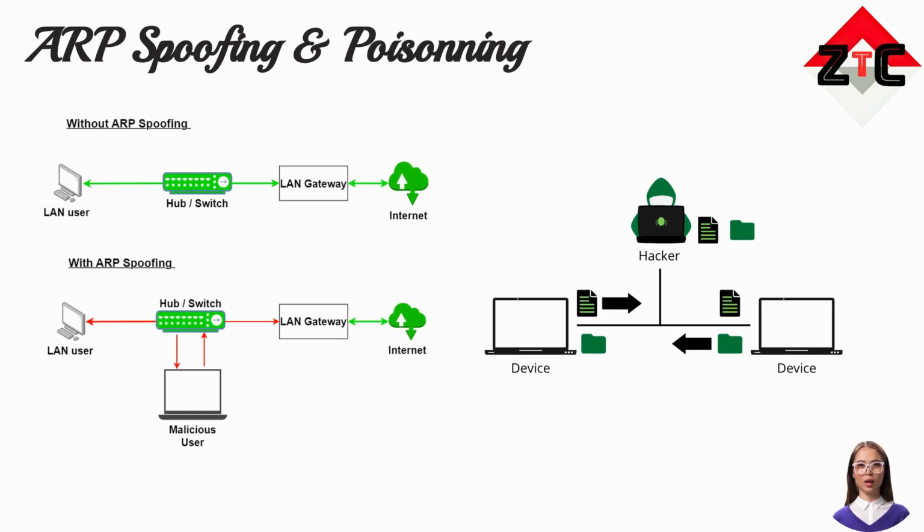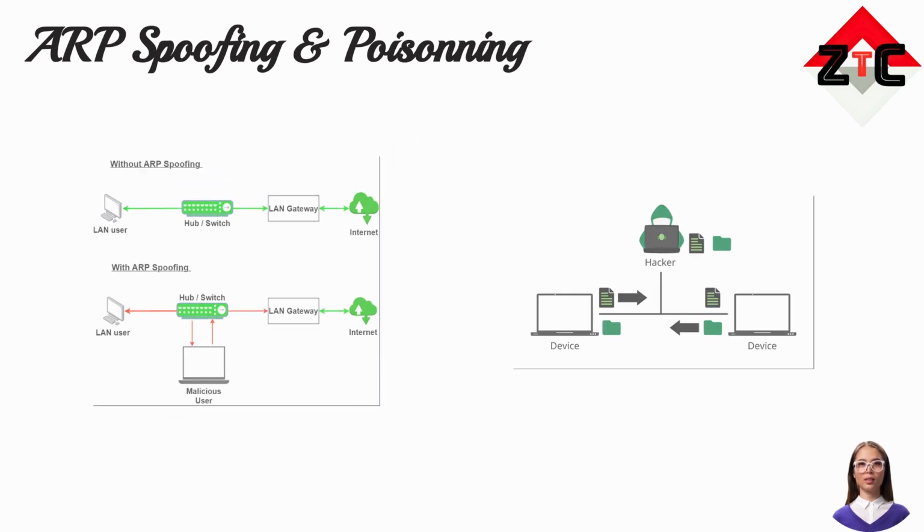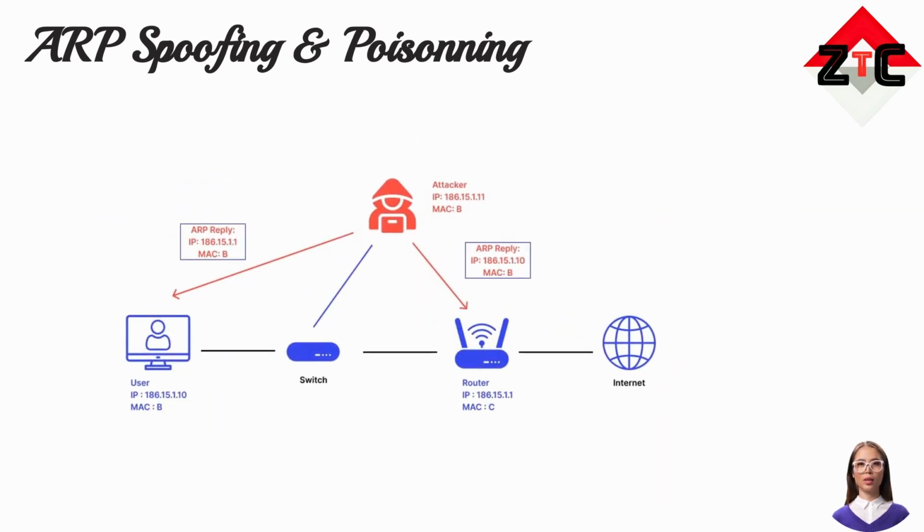ARP spoofing involves an attacker sending fake ARP messages to associate their MAC address with the IP address of a legitimate device. By poisoning ARP caches on other devices, attackers redirect traffic. This enables malicious activities like eavesdropping and man-in-the-middle attacks. ARP poisoning, a form of ARP spoofing where forged ARP messages are sent to both the target device and the router, poisoning their ARP caches with incorrect MAC to IP mappings, allows interception, modification, or dropping of network traffic between the target device and the router.